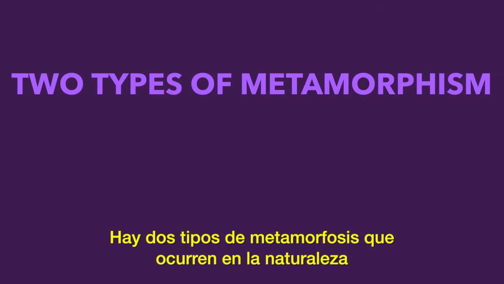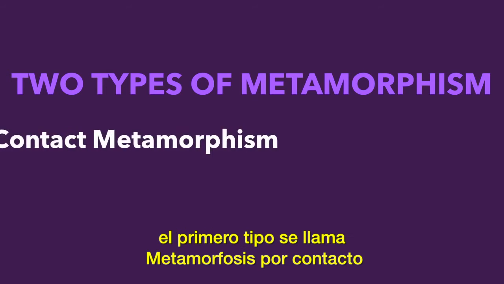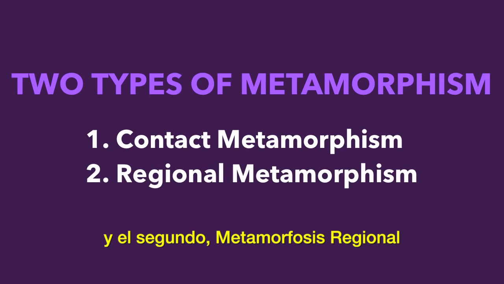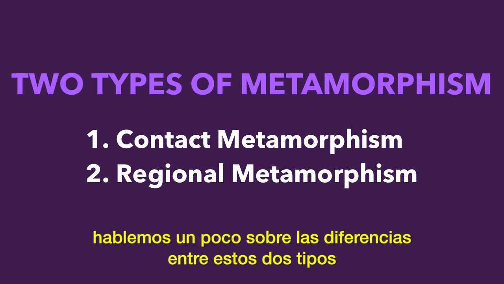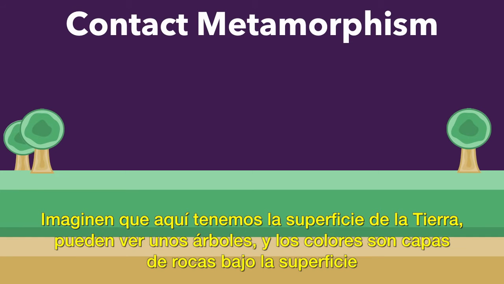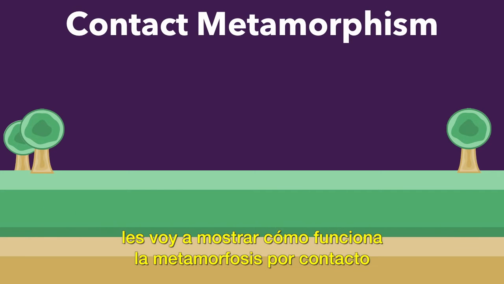So there are two types of metamorphism that occur in nature. The first type is called contact metamorphism, and the second is called regional metamorphism. So let's talk a little bit about the difference between these two. Now, imagine you have the surface of the earth here, and you can see some trees, and these colors here, these are layers of rock underground. And so I'm going to show you how contact metamorphism works.